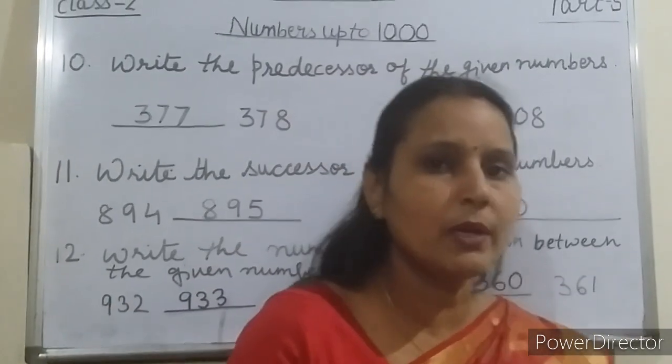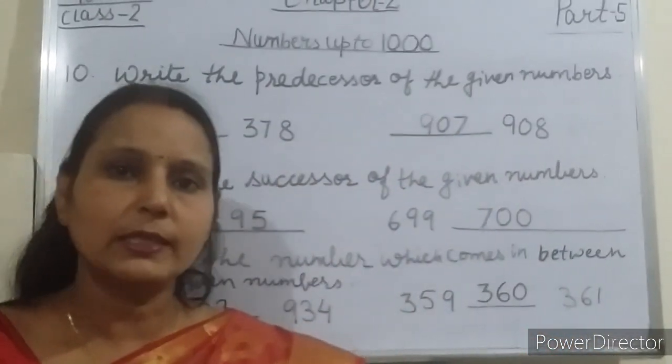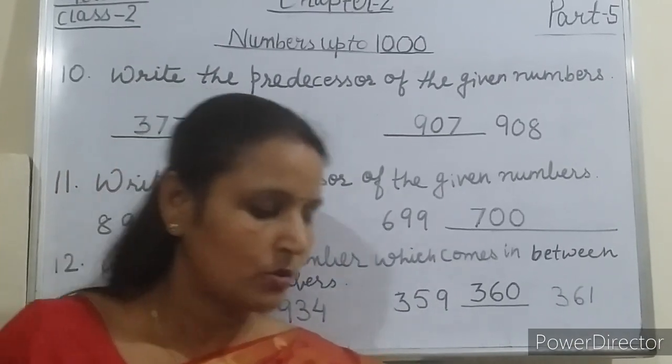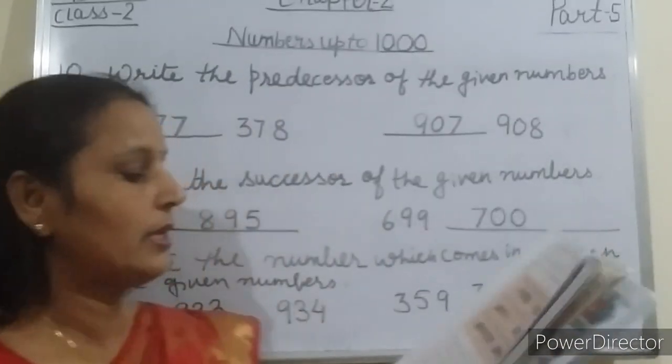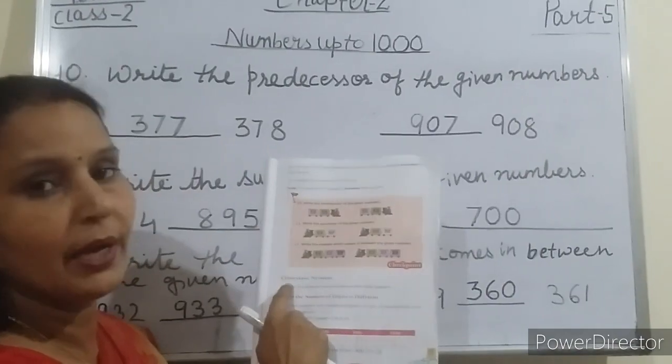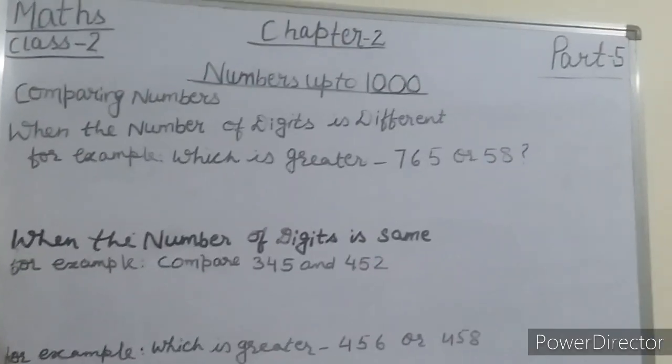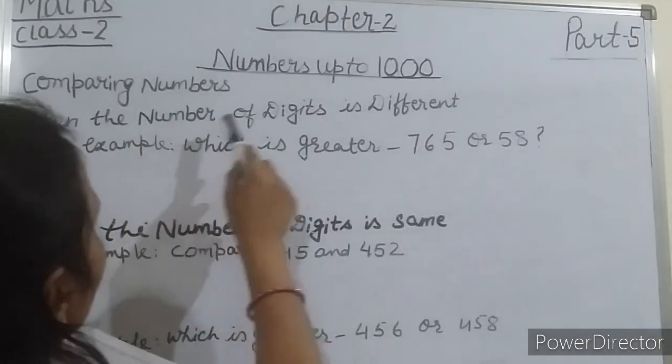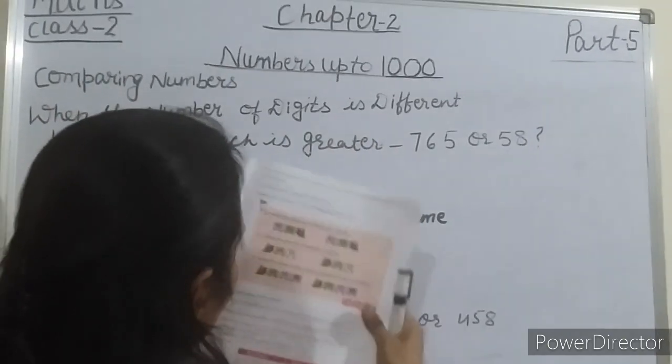So students, any problem in predecessor and successor? No. So I am going to start the next topic, that is comparing numbers. So start comparing numbers when the number of digits is different.